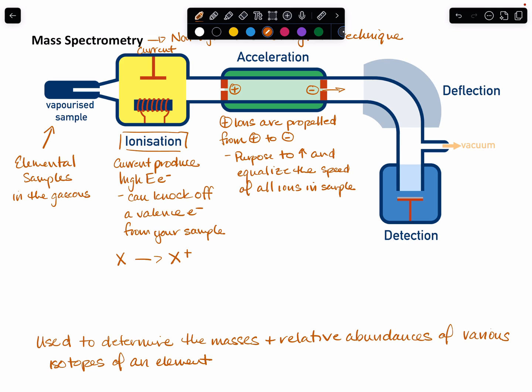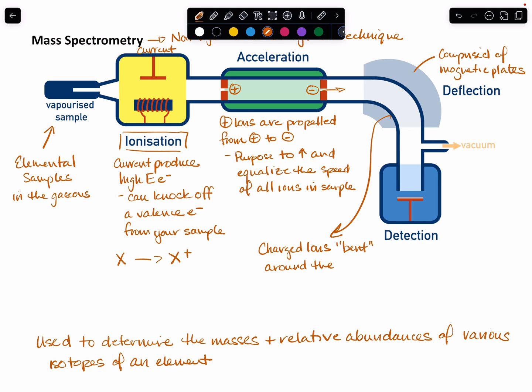All right, so up next is the deflection chamber, and this is comprised of magnetic plates. All right, so it's capable of building a magnetic field, and this is the most important portion of the experiment. Now, they're all important, but this is particularly important. All right, so these charged ions are bent around the curve by these magnets.